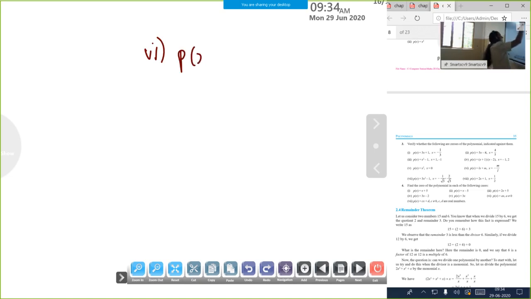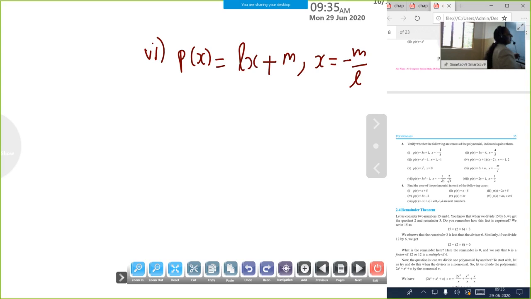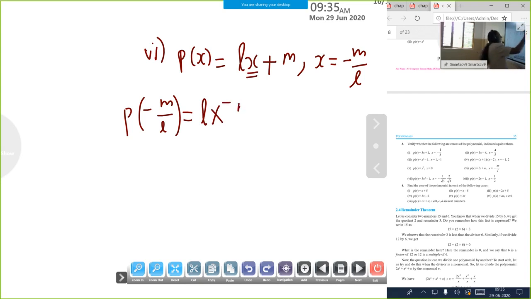Your question is P of x equals Lx plus m. The value of x given there is minus m by L. Here, we need to find P of minus m by L equals, here is x. First term is L into x. What is the value of x? Minus m by L. The second term is plus m.